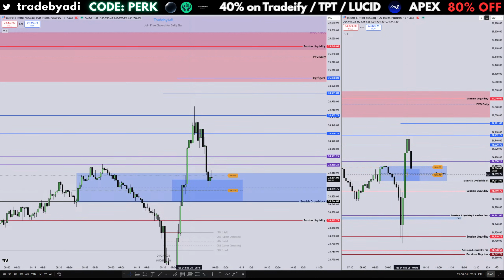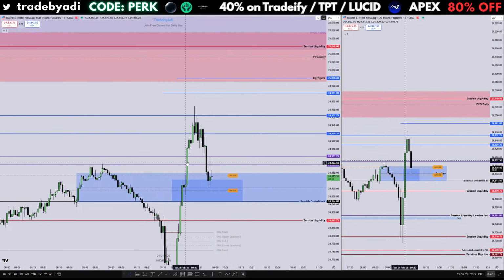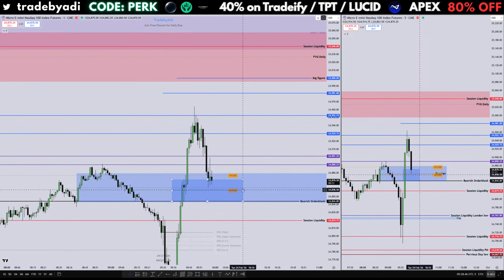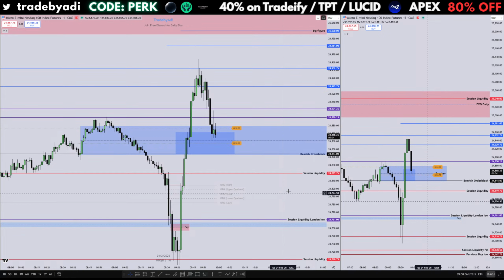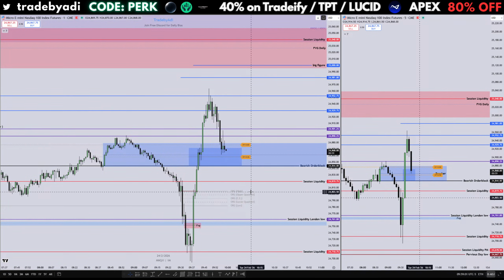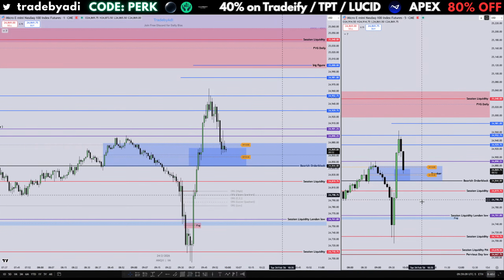This inverse FVG. This is the first PDA we have inverted, but we are also at the breaker level. Yeah, let's wait. Let's have the 10 o'clock open, and also we have a medium impact news. We can reprice to this opening range gap also. If we flip this area, let's see.